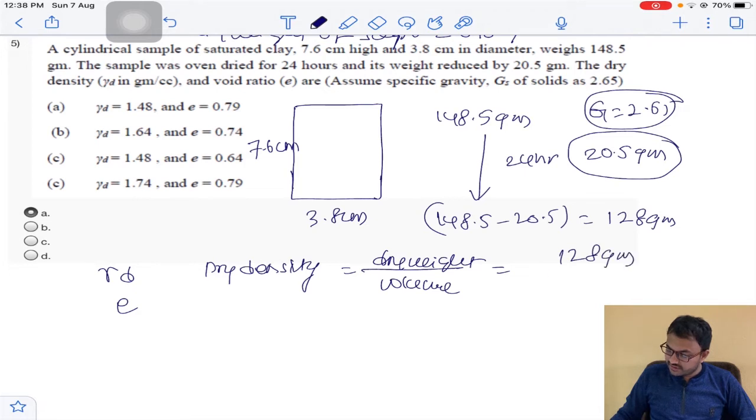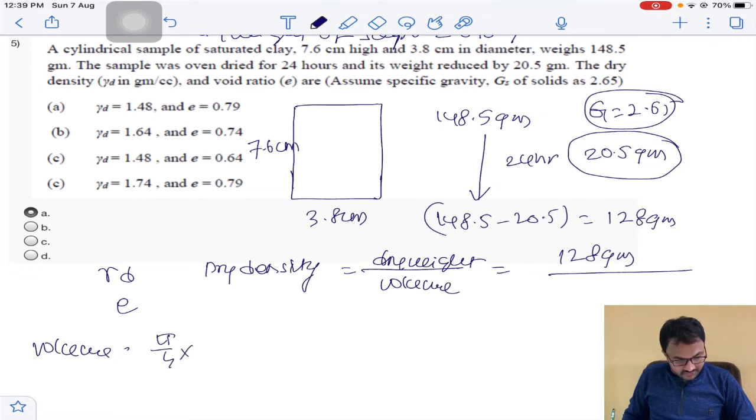128 grams. That is it. This value 128 we got from 148.5 minus 20.5. That 20.5 is the reduced weight, which has been evaporated in the form of water. And the volume of the sample: he has given the dimensions of the cylinder, so I am calculating the volume here.